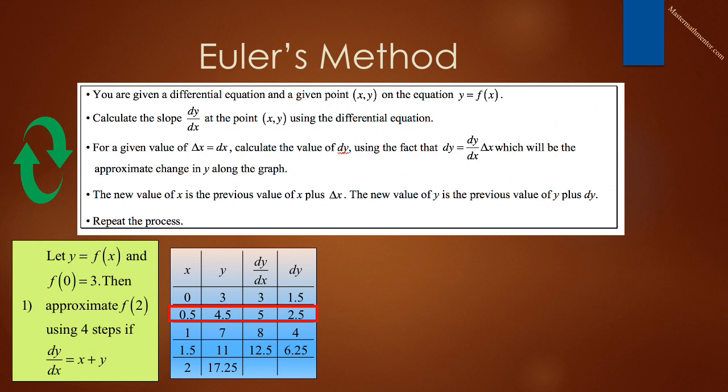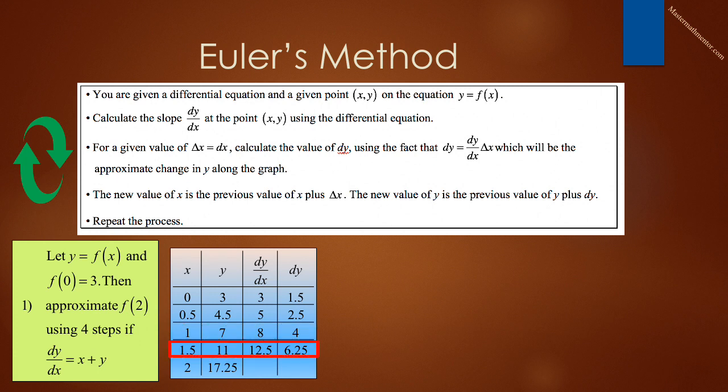dy/dx is equal to x plus y, which is 0.5 plus 4.5, which is 5. Therefore, dy is equal to dy/dx times delta x. 5 times 0.5 is 2.5. We are now ready for the third row. Our new x equals our old x plus 0.5. 0.5 plus 0.5 is 1. Our new y is equal to our old y plus dy. 4.5 plus 2.5 is 7. We now start the process again. dy/dx is equal to x plus y, which is 1 plus 7, which is 8. And therefore, dy is equal to dy/dx times delta x. 8 times 0.5 is 4.